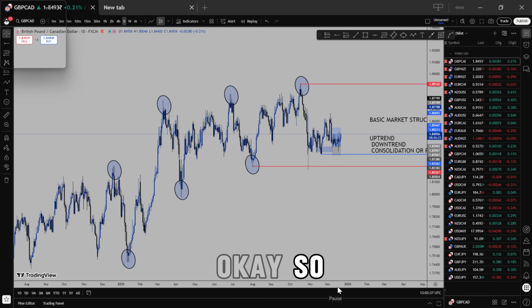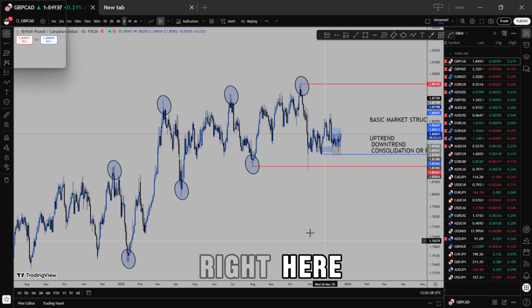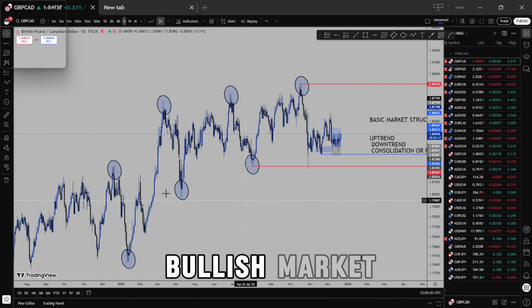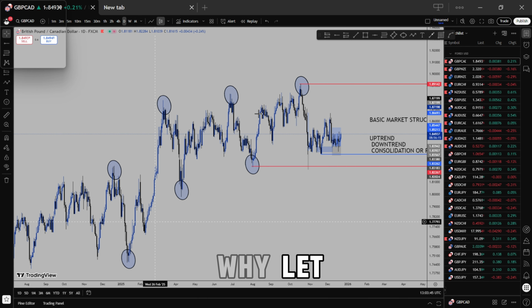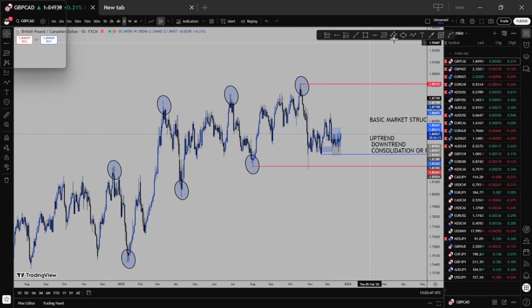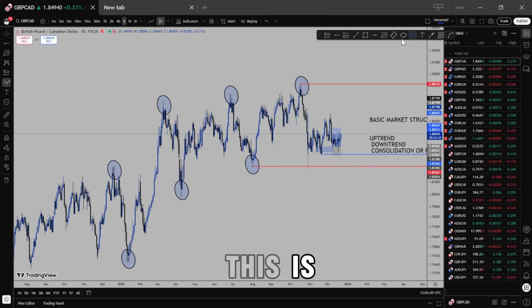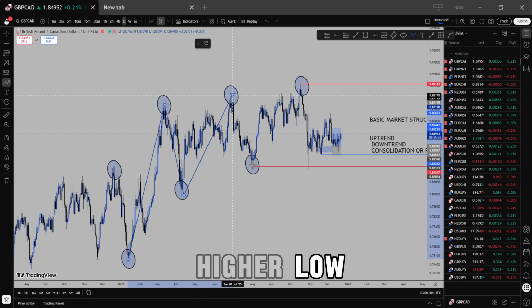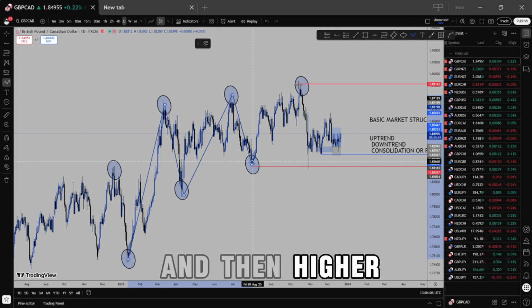Okay, so as you can see right here, this is an uptrend. This is a bullish market. Why? Let me draw it out so you guys can see. Let me start from here: higher low, higher high, higher low, higher high, higher low, and then higher high.